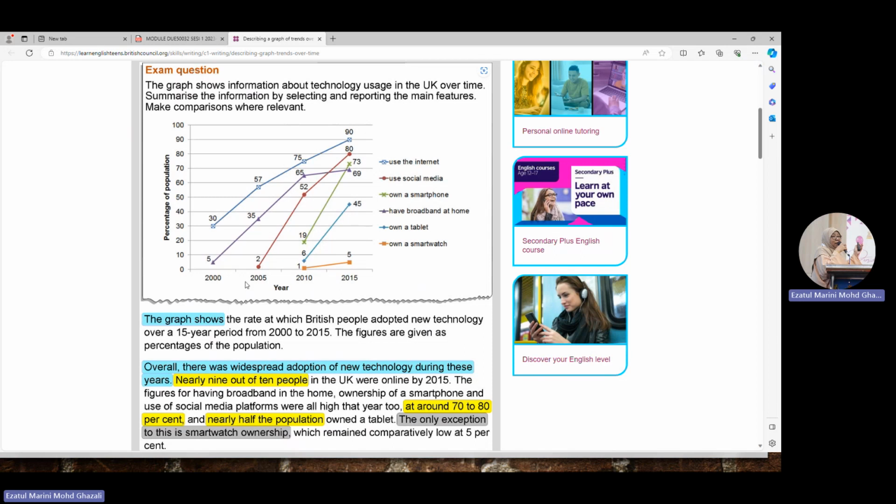If you look at the x-axis, it shows the year from 2000 to 2015, in 5-year intervals, and then the percentage of the population, of course, from 0 to 100. And look at the legend. There are six categories of technology usage being discussed in the graph. Number one is the use of the internet, and then the use of social media, owning a smartphone, having broadband at home, owning a tablet, and also owning a smartwatch.